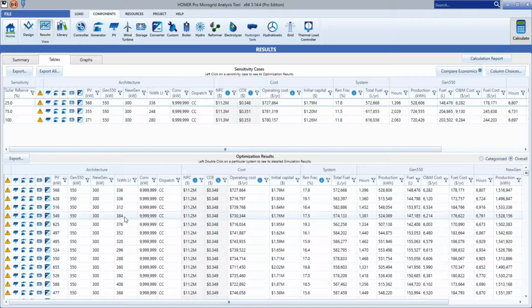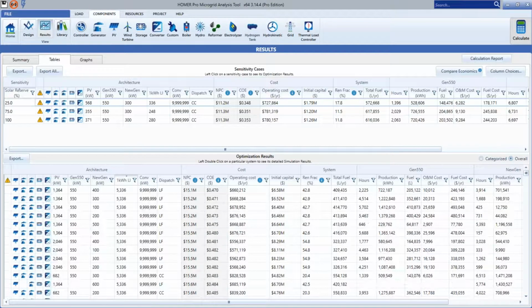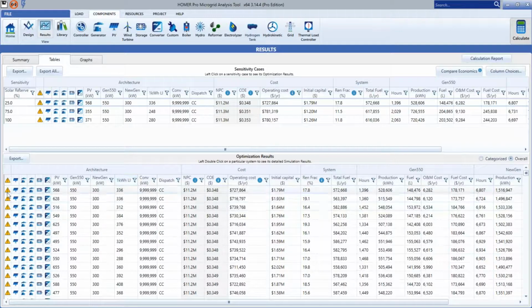And Peter, just for clarification, do these warning signs mean that the system is not foolproof? It is not recommending the user to go for this system. I mean, you were saying that you should include batteries or maybe increase the battery bank. So these warning signs mean that this option is not recommended to the user, right?